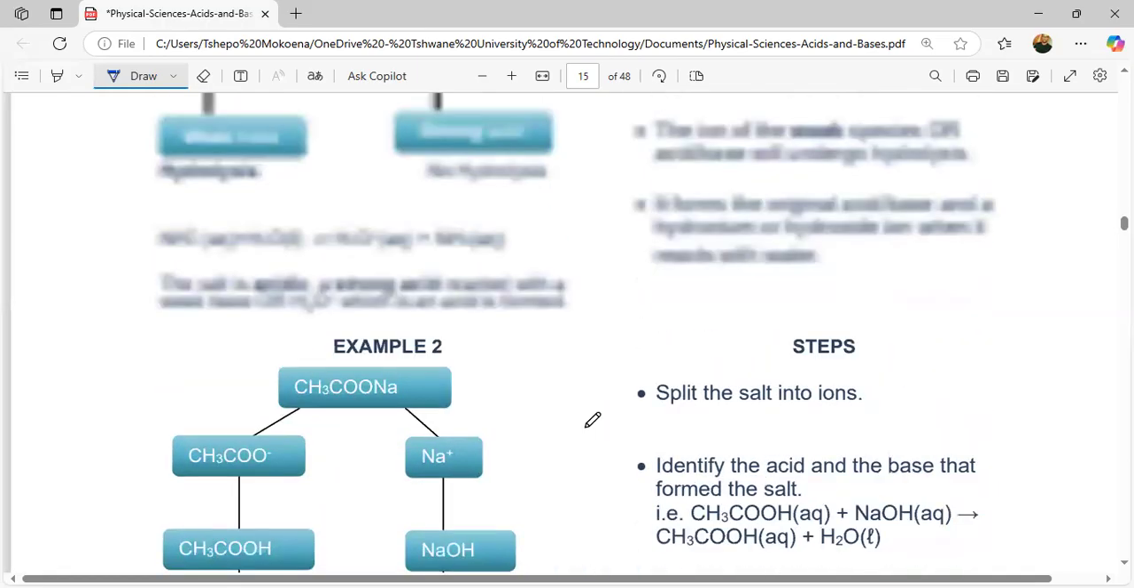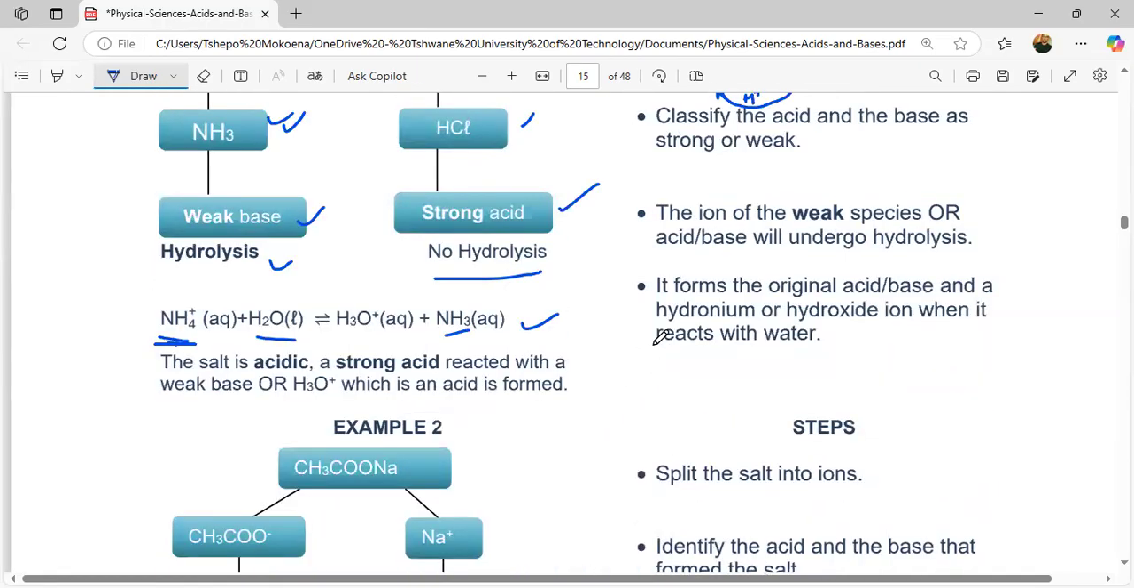Let's have a look at example number 2. In example number 2, we have a salt, which is CH3COONa. Break it into ions. We're going to have CH3COO minus and Na plus. This, I said to you, you should know. You should know your bases. You should know your acids. This guy, where is he from?